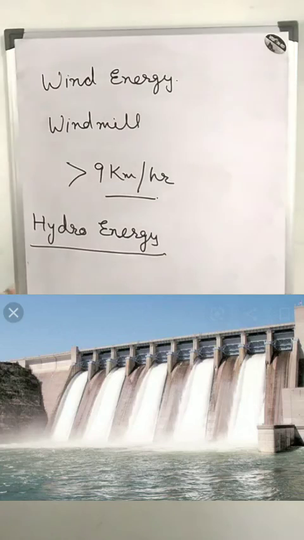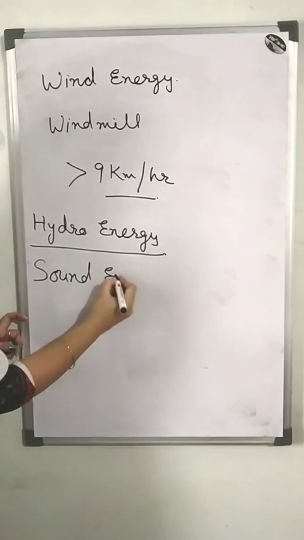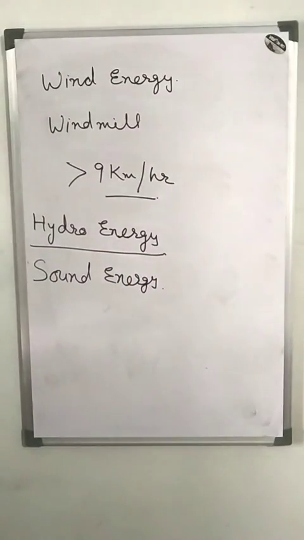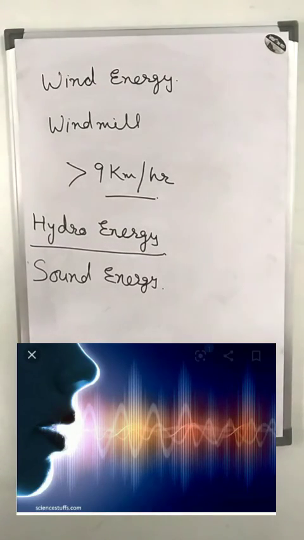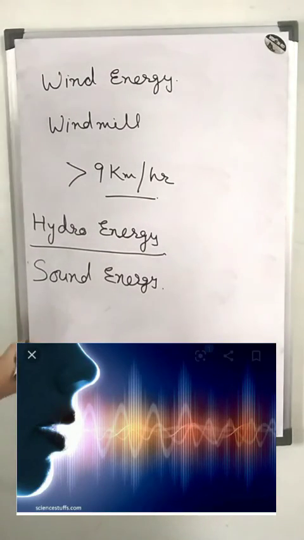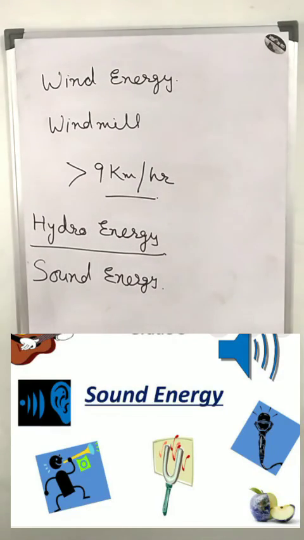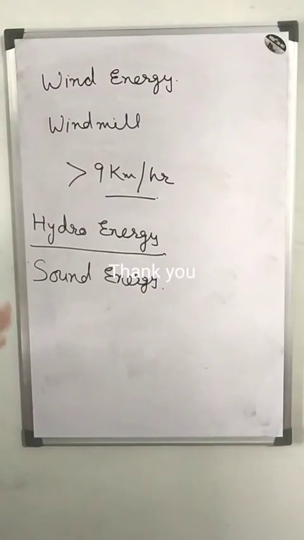Next is sound energy. It is just like a vibration. Sound energy is produced by vibrating a body, and it gives a sensation of hearing. For example, a guitar, tabla and many more things. These are all sources of sound energy.